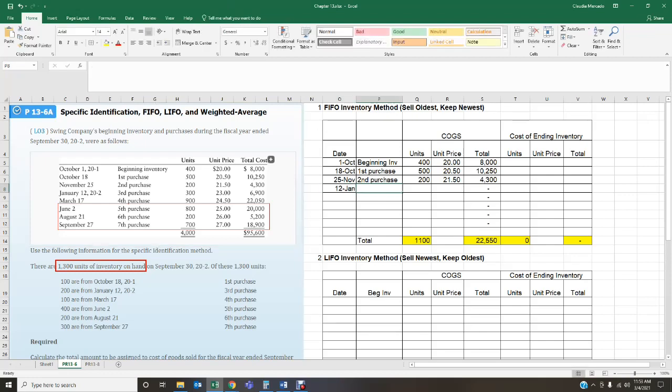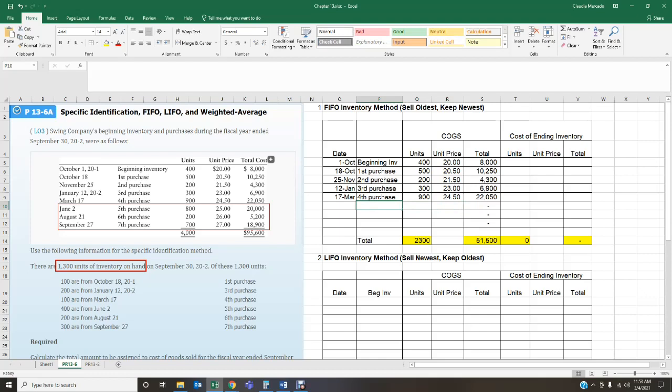January the 12th. This is my third purchase. I have 300 units at $23 a piece. That's $6,900. Then I have March the 17th. That's the fourth purchase. 900 units were sold at $24.50. Up to now, these represent all of the units that have been sold.